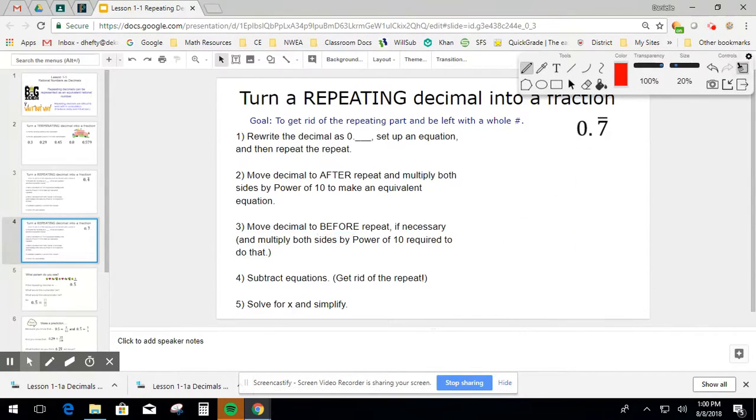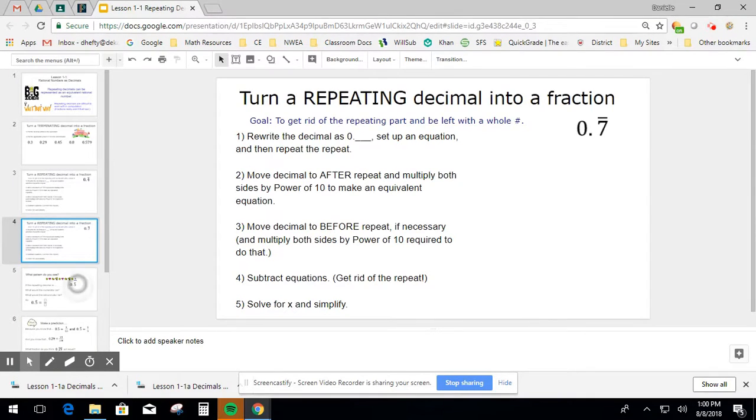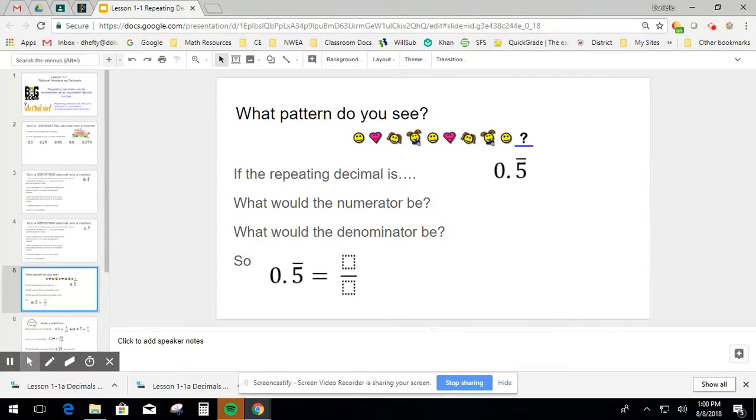All right, let's try another one. Actually, let's make a prediction. What pattern did you see? If the repeating number is 0.5 repeating, what would the numerator be? What would the denominator be? I don't actually want you to solve this with the method we just did. I want you to use what we just found in the previous 2 examples to figure out what this answer would be, using a prediction based on the pattern you just saw. So take a moment to figure that out and then enter that into the system. See what you get.